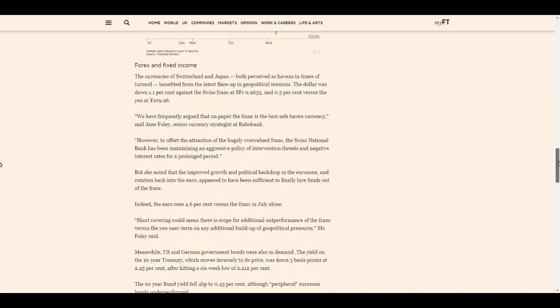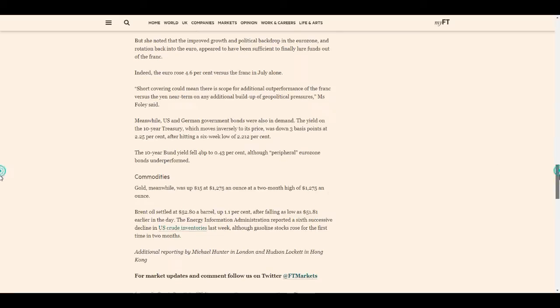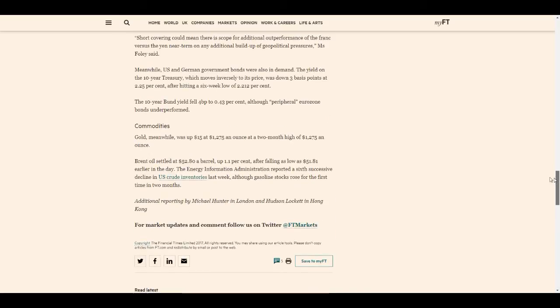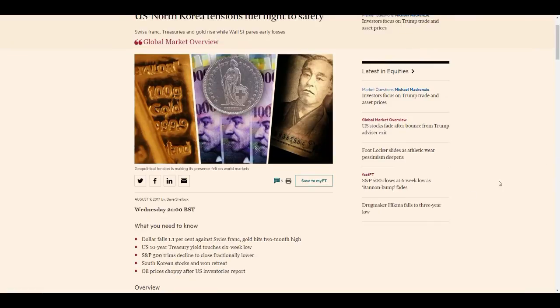Moving forward, the article also talks about why it's safer to buy franc in the case of a North Korea escalation, as Japan would be close in the region and could be exposed to projectiles. So going on the back of that, the trade is very clear for the next session.